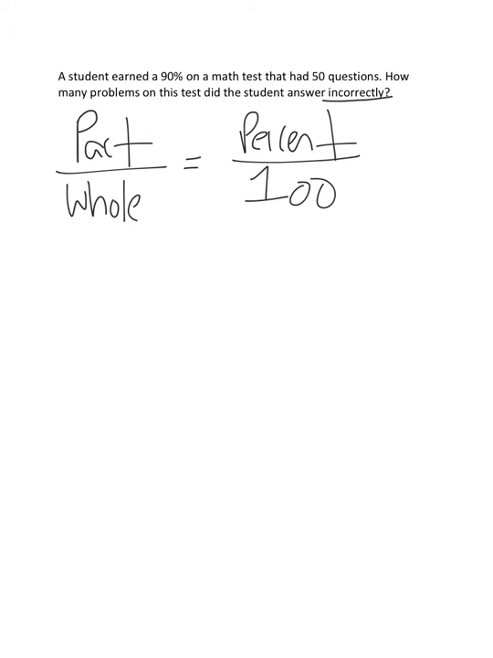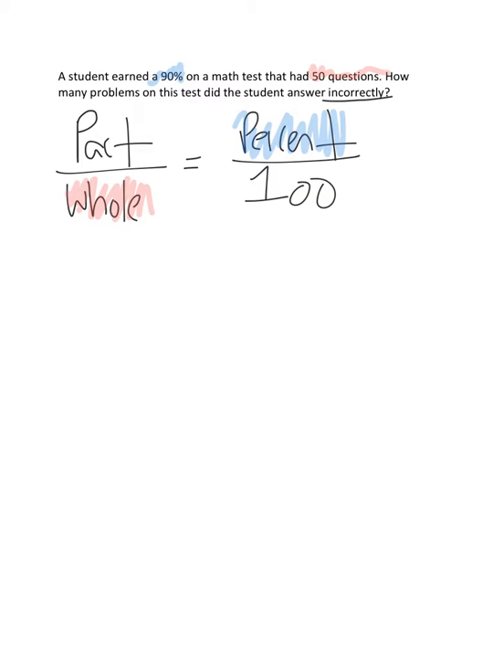Well, let's identify a couple key parts to our proportion. So we have part over whole equals percent over 100. That's our percent proportion. So we know percent always goes above 100. And if we look at our problem, notice it gives us the percent, 90%. Well, let's keep looking. It says on a math test that had 50 questions. Now it had a total of 50 questions, meaning a whole of 50.